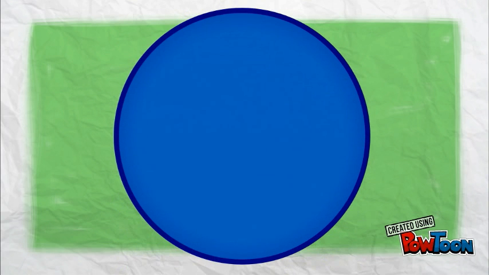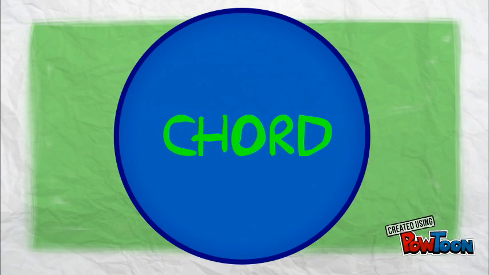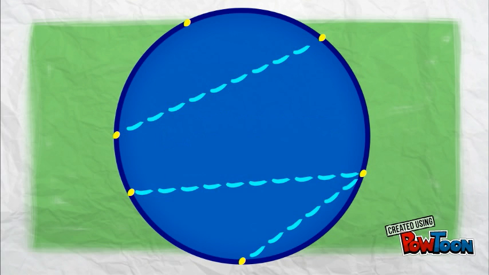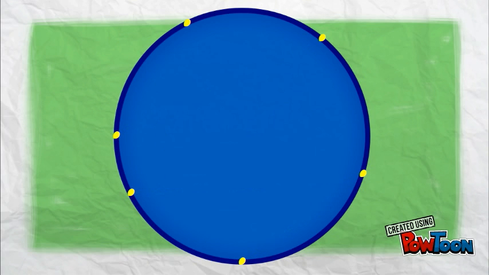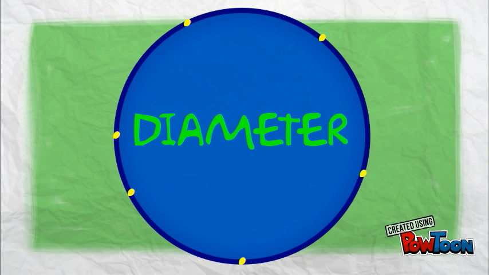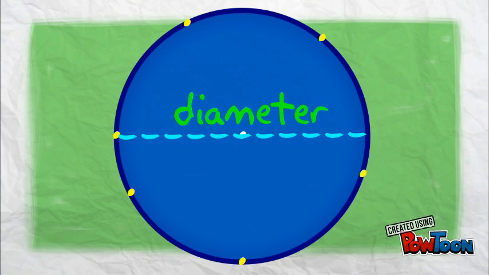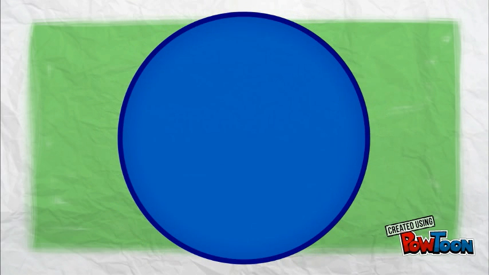Next, the third part of the circle is called the chord. It is a line segment whose endpoints are on the circle. And now, we'll get to know the fourth part of the circle, which is the diameter. The diameter is the longest chord in the circle which passes through the center.